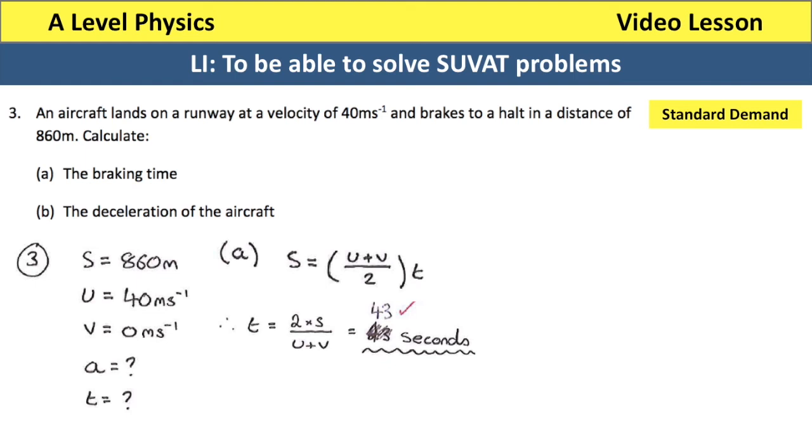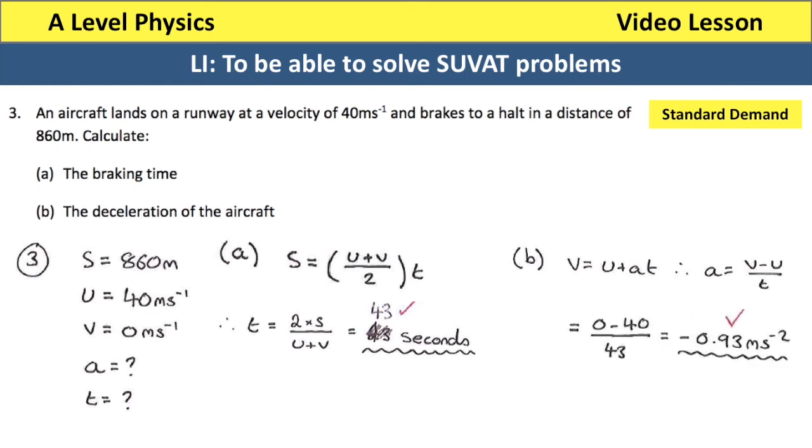For part B, I would like to work out the deceleration or the acceleration. So we rearrange V equals U plus AT as we have done already in this video. And then when we substitute the values in, we should get minus 0.93 meters per second squared.